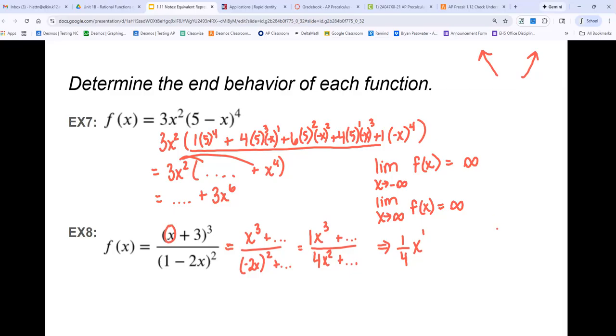So I'm going to look at my right side. I look at my coefficient. That is positive, so the right side goes up. I have an odd exponent, so what does the left side do? Down. Okay, and then you can write your limit expressions for that. So limit as x approaches negative infinity of f of x, that's your left side. It's going to be negative infinity. And your limit as x approaches positive infinity of f of x, that's your right side. That'll give you a positive infinity.